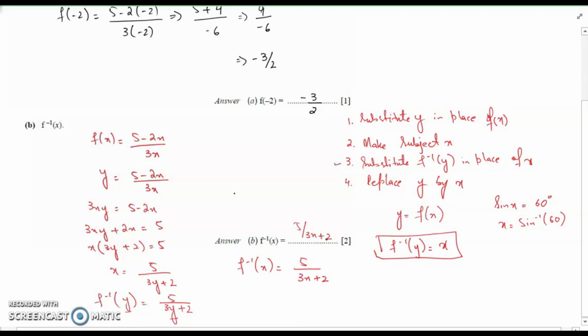Now do remember one thing, when they are asking for f inverse of x, then your right hand side should be in terms of x. You will not write the answer in terms of y in the answer space. It should be in terms of x. This is the most important part of the inverse of a function.